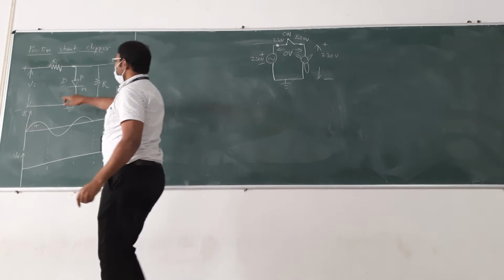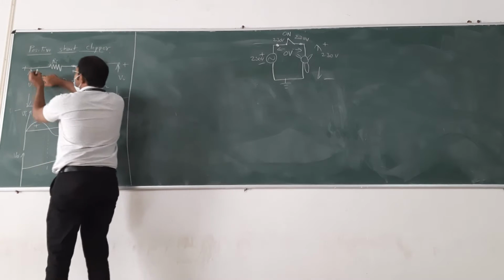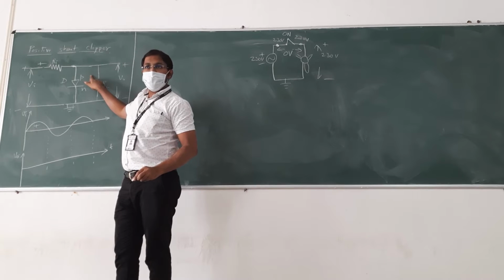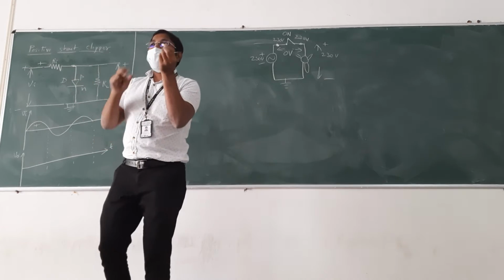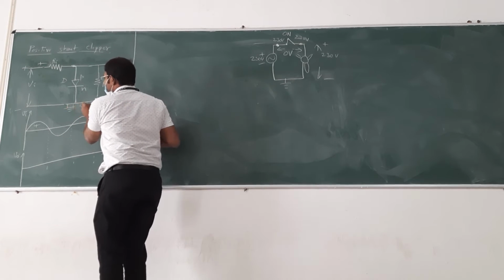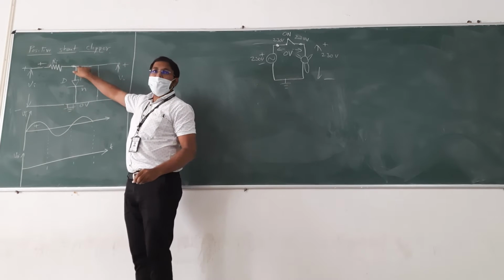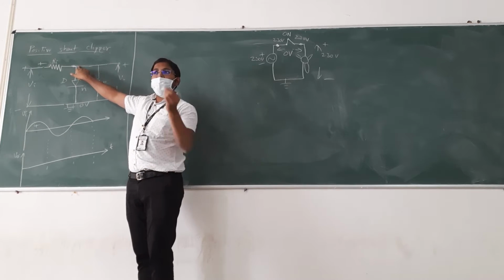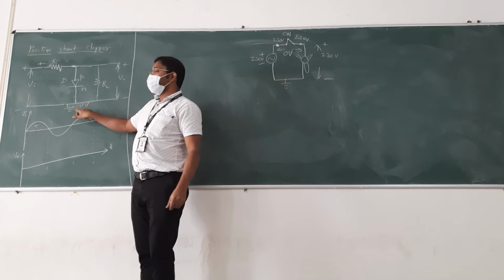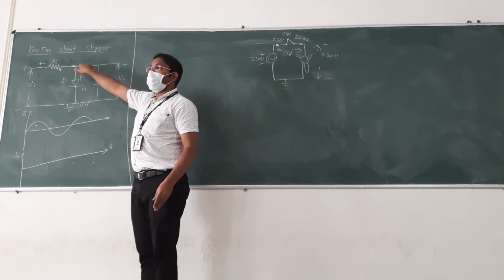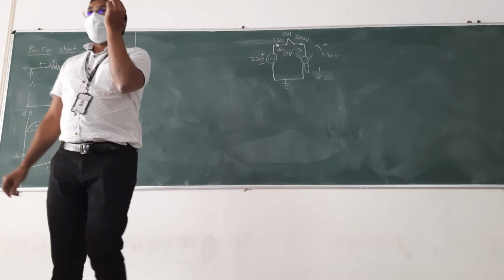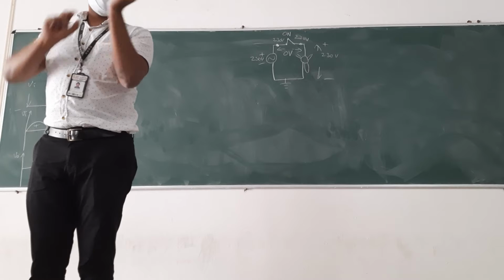Here, for the positive half cycle, we are giving a positive signal at the P side, so the diode is on. Diode on means both ends have the same voltage. Already the voltage here is 0 volt, ground. So when the diode is on, what will be the voltage here? When the switch is on, both ends have the same voltage.